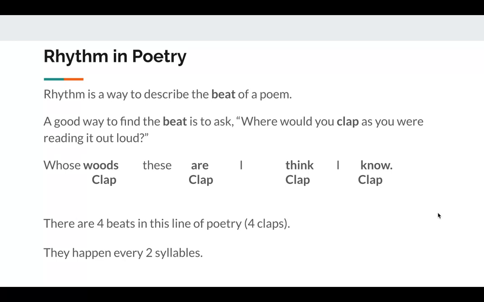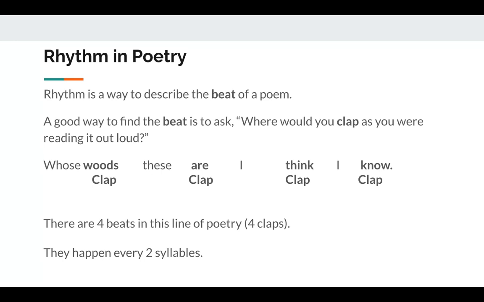Now rhythm. Rhythm's a little bit trickier until you hear it. A rhythm is a way to describe the beat of a poem. A good way to find the beat is to ask, where would you clap if you were reading this out loud? So let's go back to the first line of that first poem. Whose woods these are, I think I know.